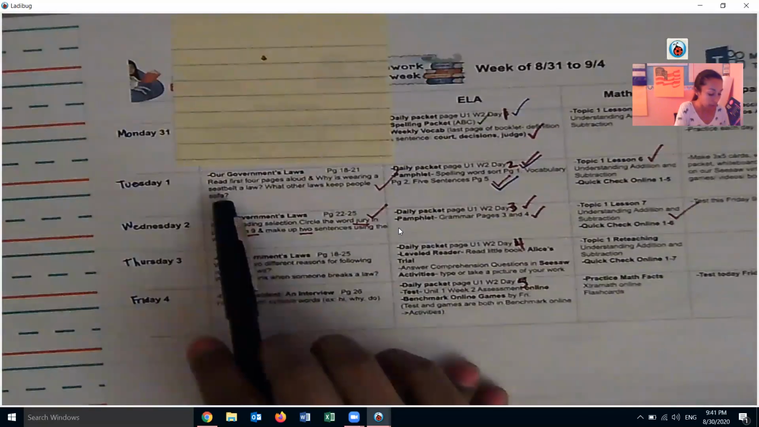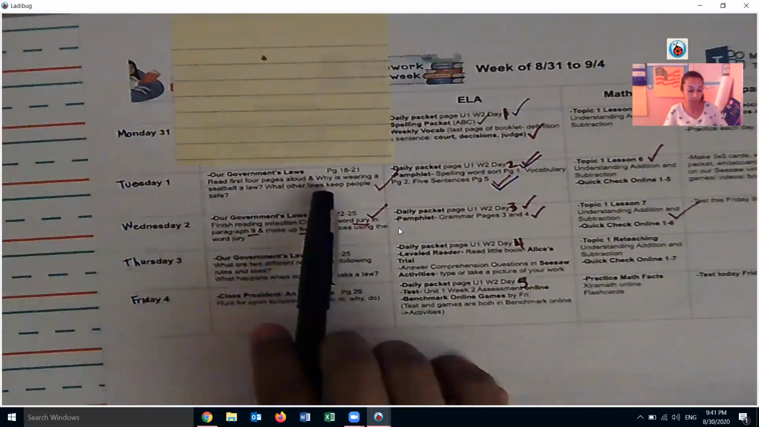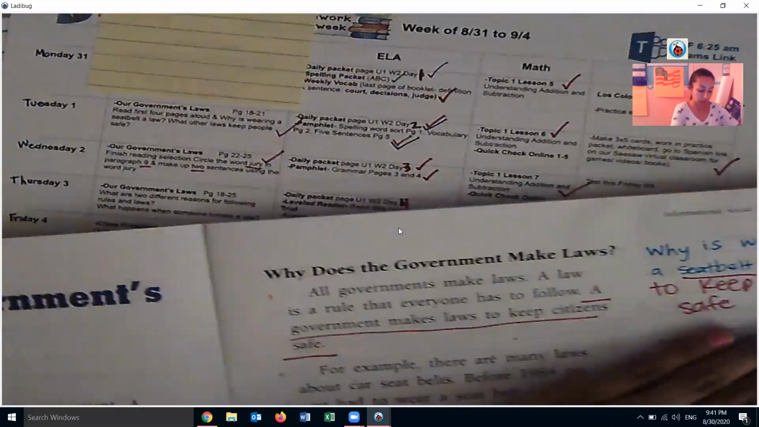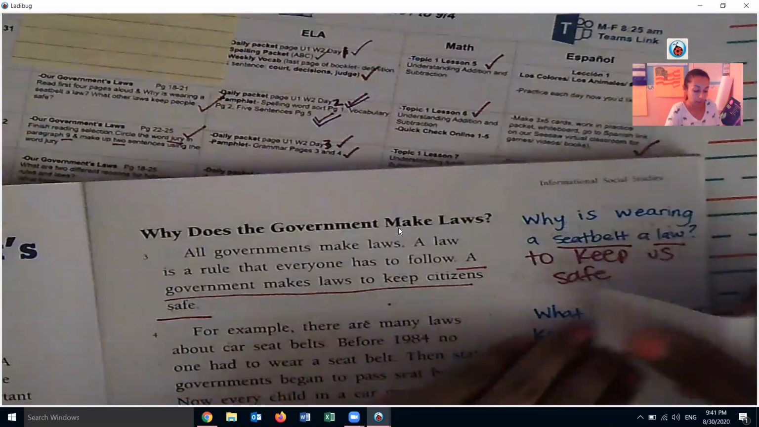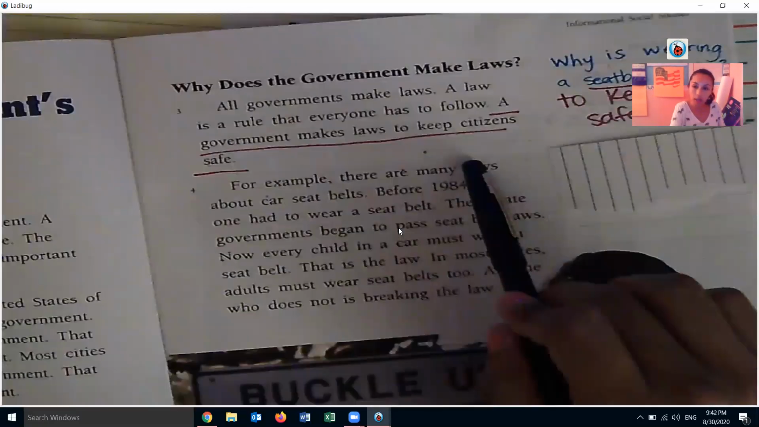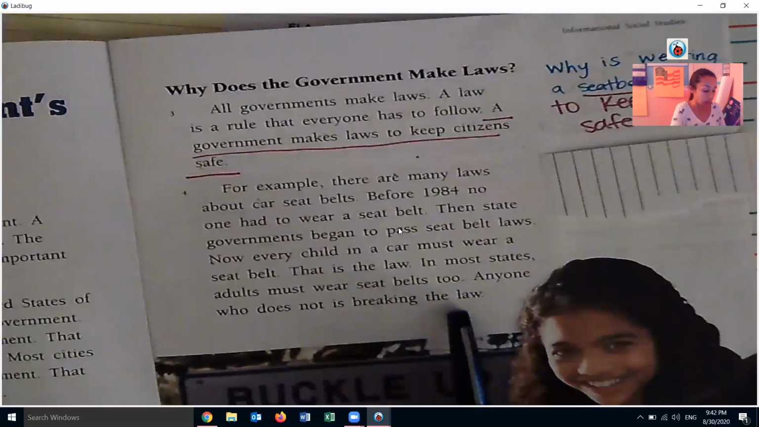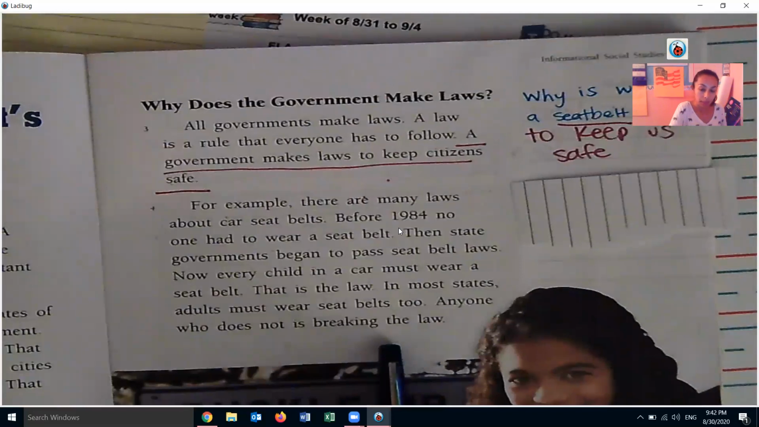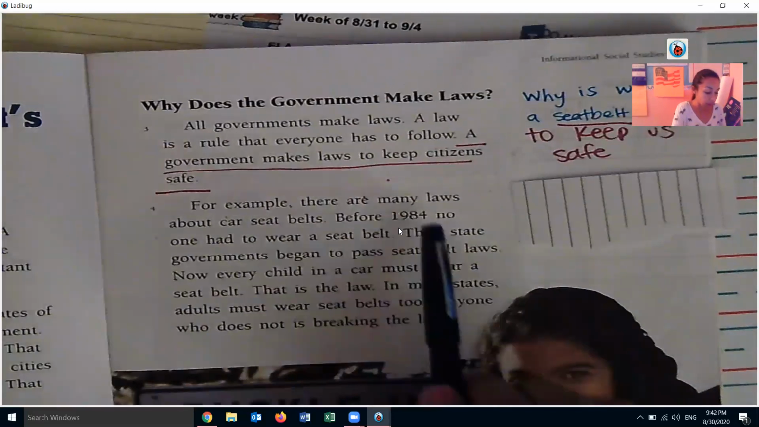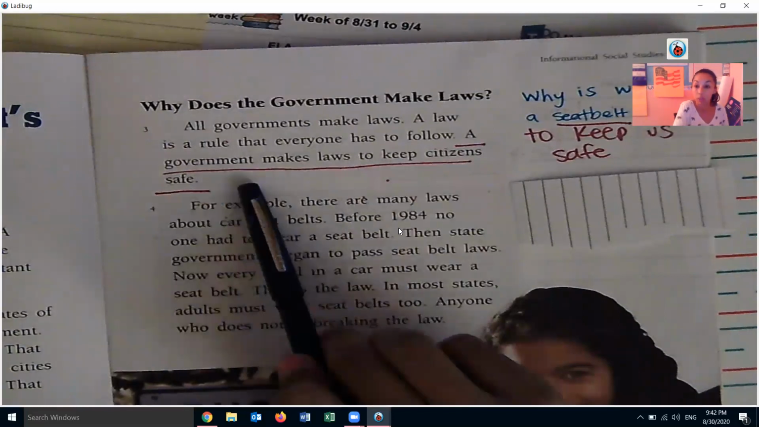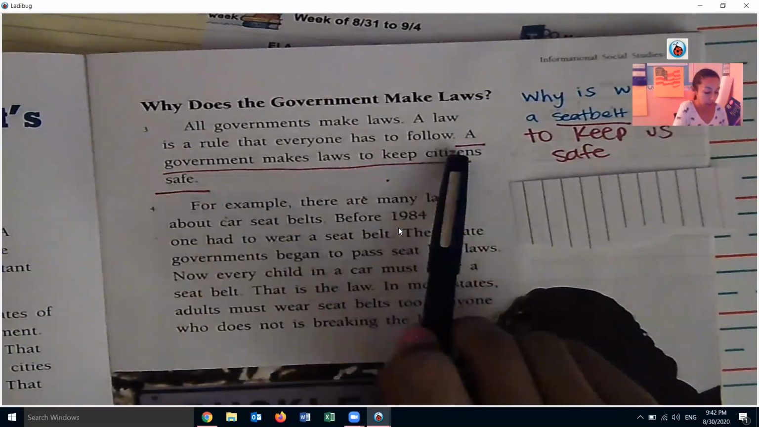Read the first 4 pages. Why is wearing a seatbelt a law? So that's here. And you can ignore the little bottom piece. Why is wearing a seatbelt a law? So I underlined this piece here. Here it talked about the seatbelts becoming a law, but it didn't really talk about why it's important. And I kind of went one sentence before, and I thought this one did an okay job answering that question.